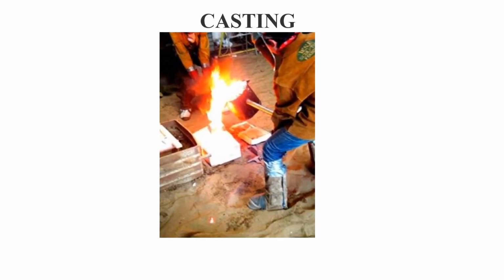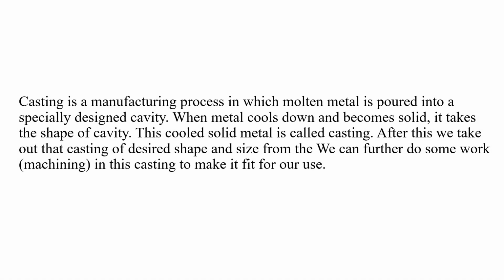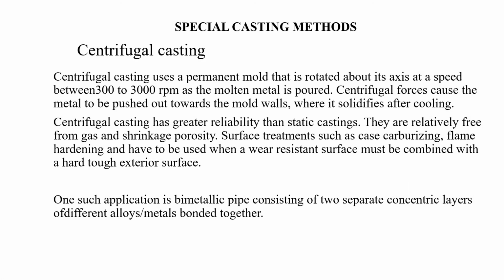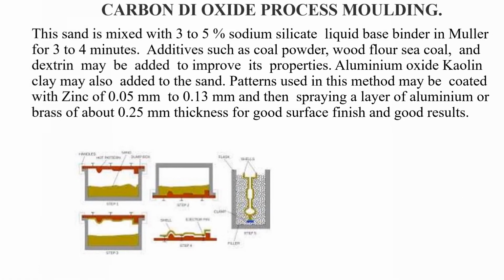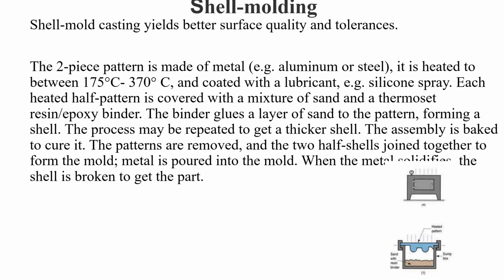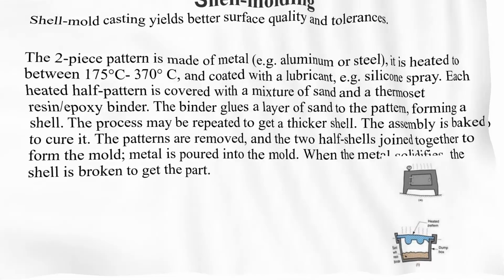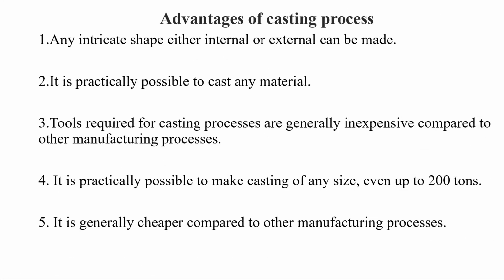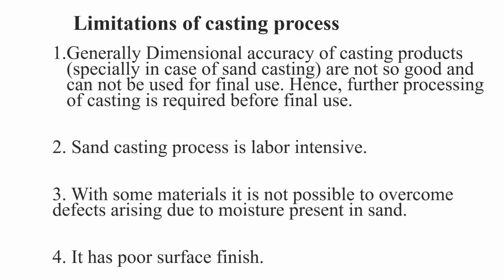We have also casting as illustrated. Here they are casting, so they are putting the molten metal into the shapes. We have different casting methods like centrifugal, carbon dioxide process, investment casting, shell molding, and so on. They have some advantages and disadvantages.